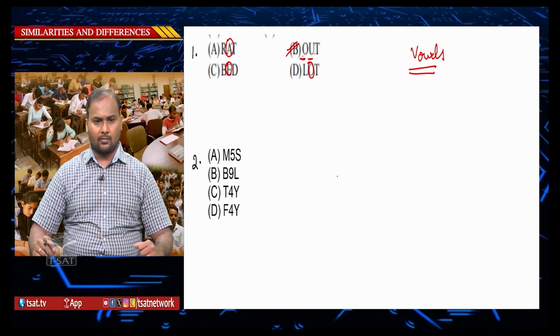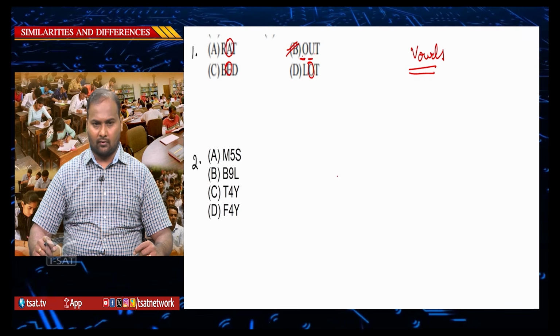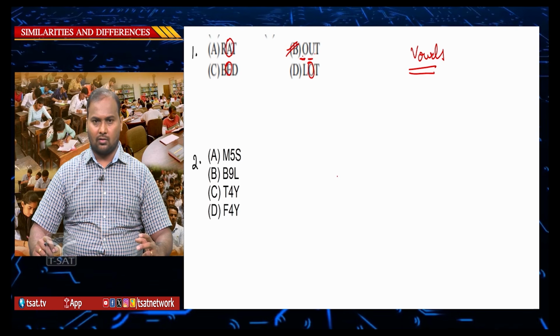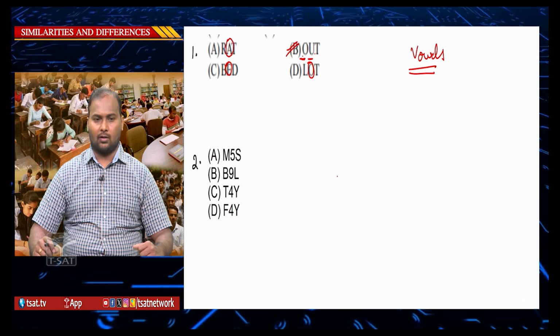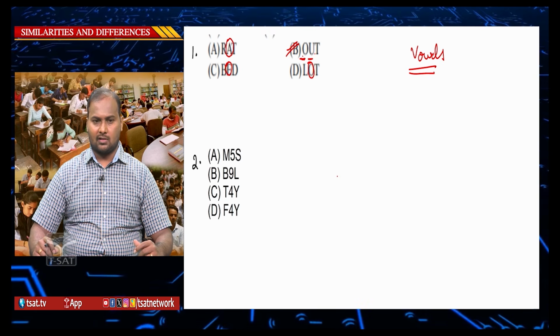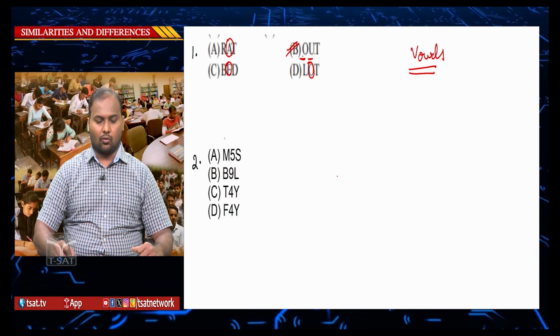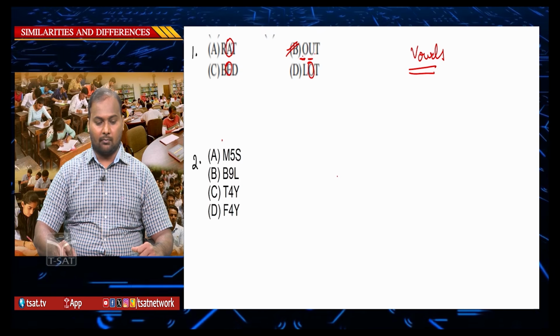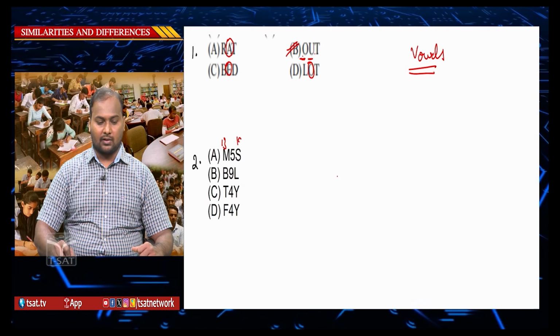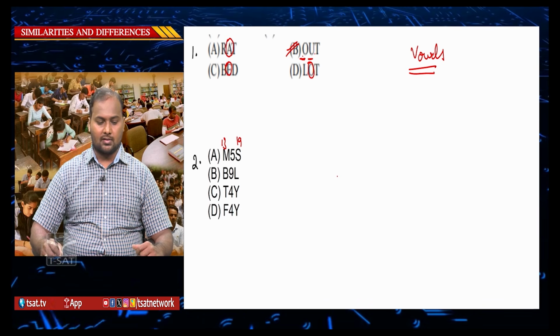If you see this question: M5S, B912, T4Y and F4Y. There are two things involved, both letters and numbers. Whenever both numbers and letters are involved, always try to check the gap between them. For example, in coding and decoding, we already said that M becomes 13 and S becomes 19. If you see the difference between M and S, how many letters are there?